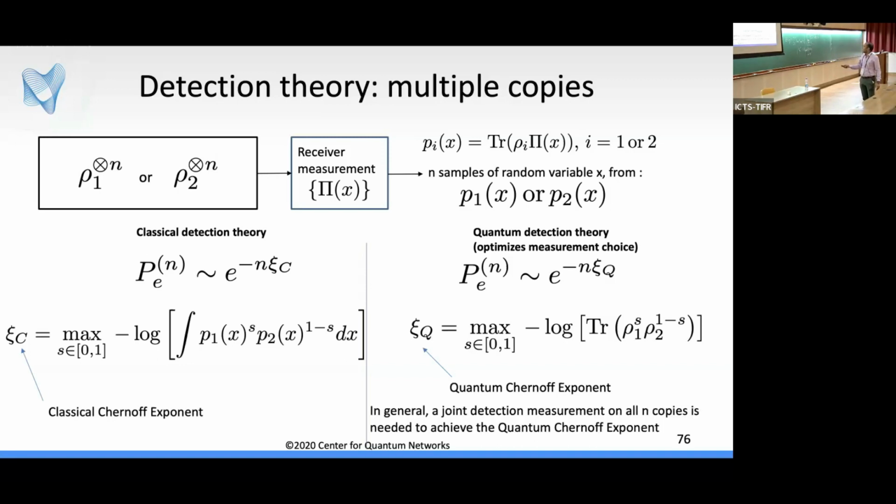Okay, so in general, you are going to need a joint detection receiver over all n copies to achieve the Chernoff exponent. Whether or not you can achieve this with just a copy-by-copy measurement of each state is an unknown problem that we were discussing today. It's still an open problem.